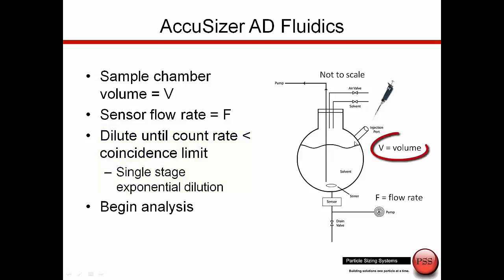So we have a vessel of volume V. We have another pump, which is bringing the sample through the sensor at flow rate F. And what we're going to do is automatically dilute the sample down to the proper concentration limit so all of the results are below the coincidence limit of the sensor being used.